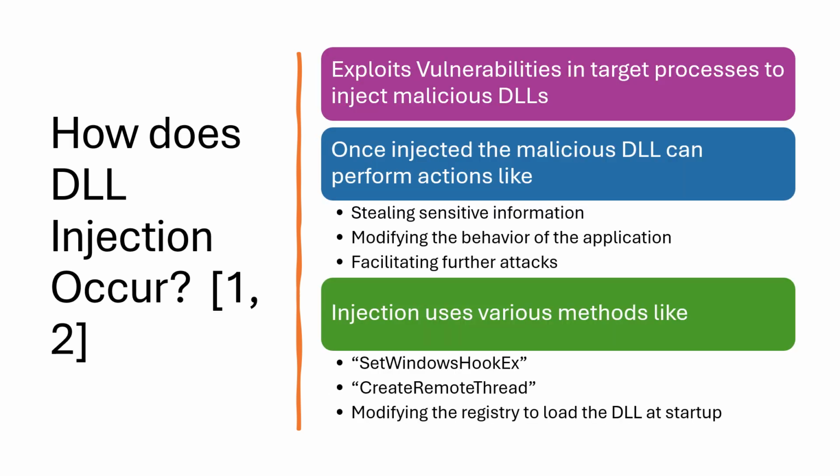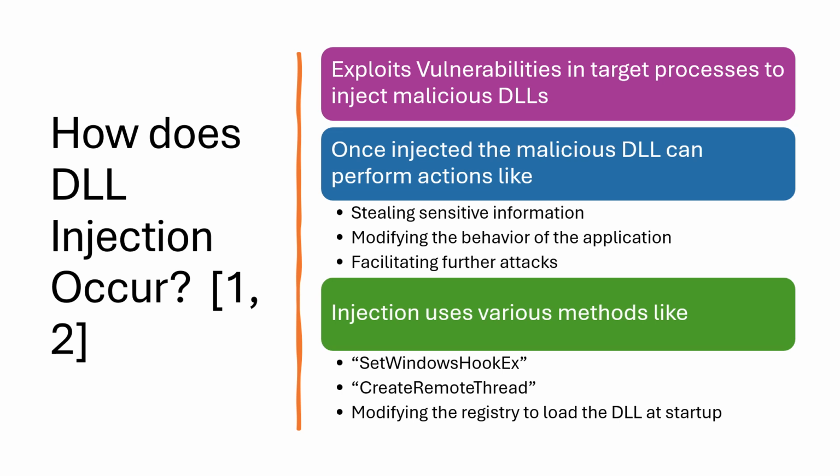So now that we know what DLL injection is, how does it occur? Well, when a DLL injection attack occurs, the attacker exploits vulnerabilities in a target process to inject malicious DLLs, and once it is successfully injected, the malicious DLL can perform actions like stealing sensitive information, modifying the behavior of the application, or facilitating further attacks.